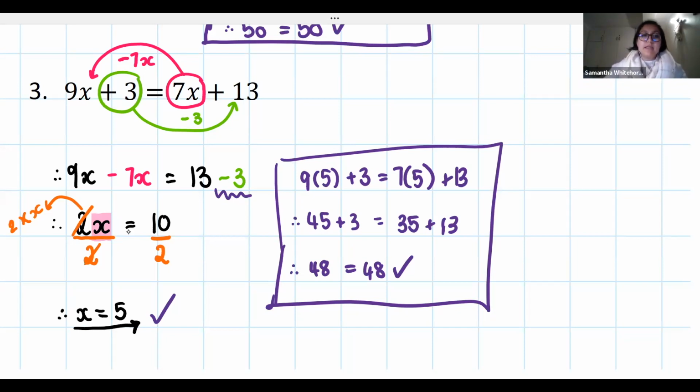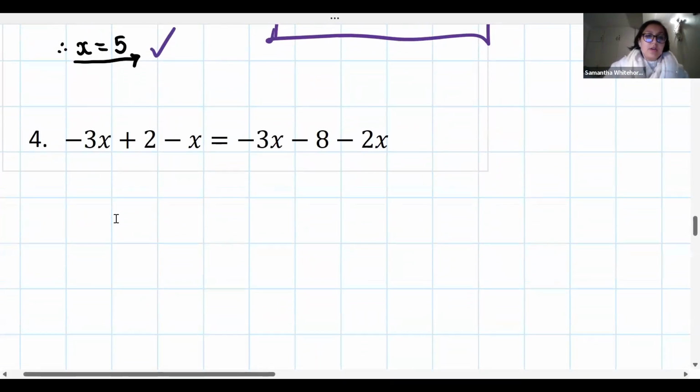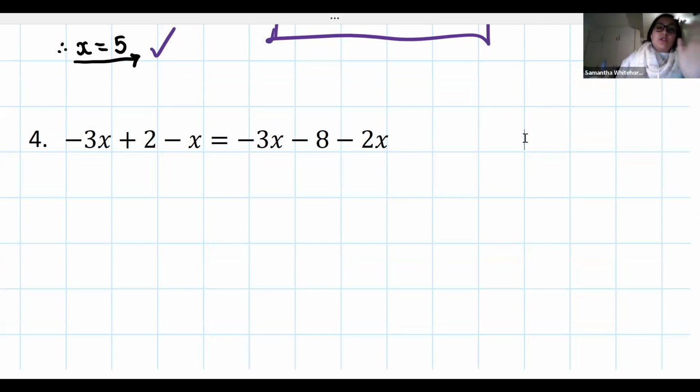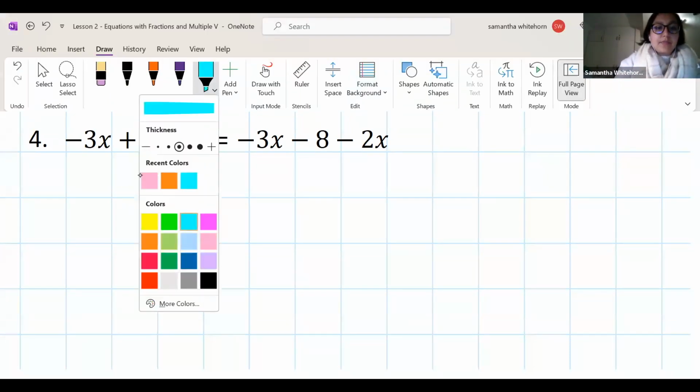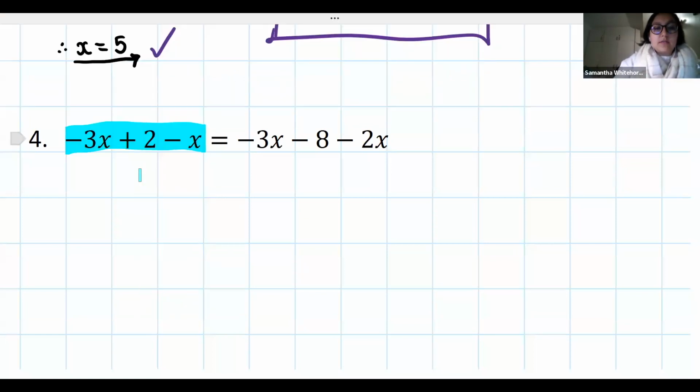Cool. Let's have a look at another. So if we have a look here at question 4, it looks a bit overwhelming, but we can sort this out. Okay. So let's start by looking just at the left-hand side. So ignore everything else for now. Let's look at the left-hand side.